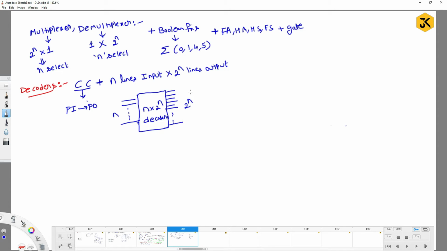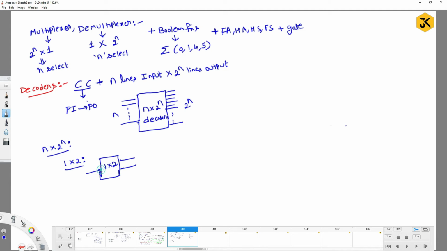In real time we have various kinds of advantages. Before going to see those advantages, let's see how it works. If I say it is n by 2 power n, and you place n value as 1, what kind of decoder do we get? A 1 by 2 decoder, right? That means the circuit contains one line as input and 2 lines as output. This is what I call a 1 by 2 decoder.